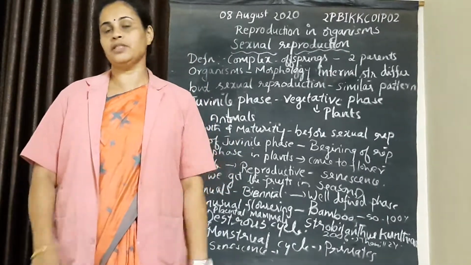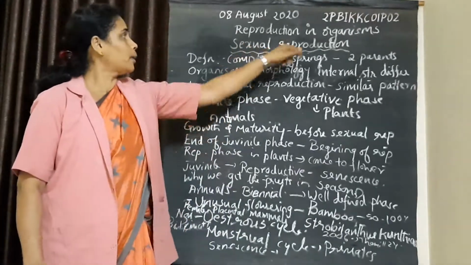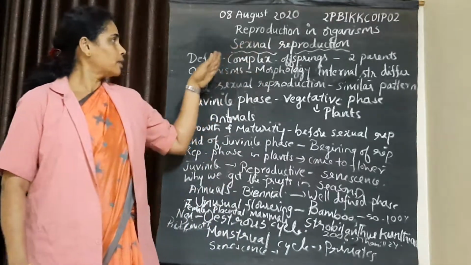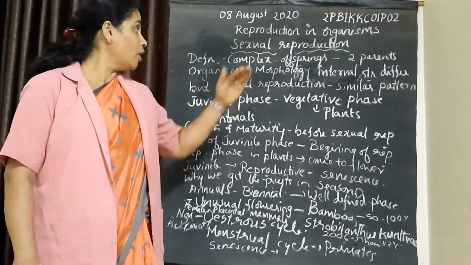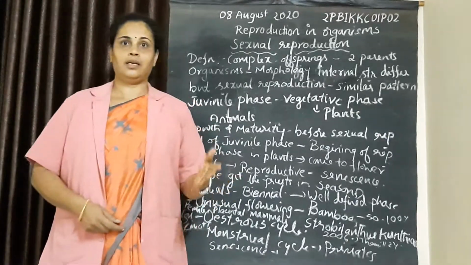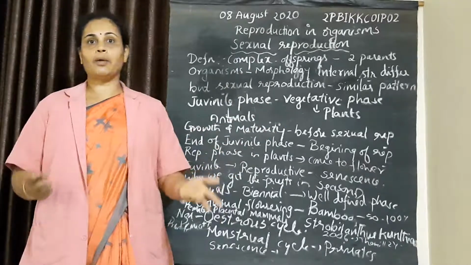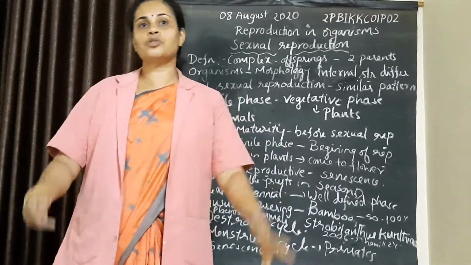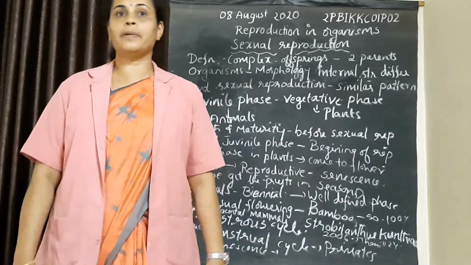or similar to itself. Here, sexual reproduction is a complex and elaborate type of reproduction involving two parents. It is a type of reproduction where two parents belonging to different sexes produce gametes, and there is a fusion of gametes.